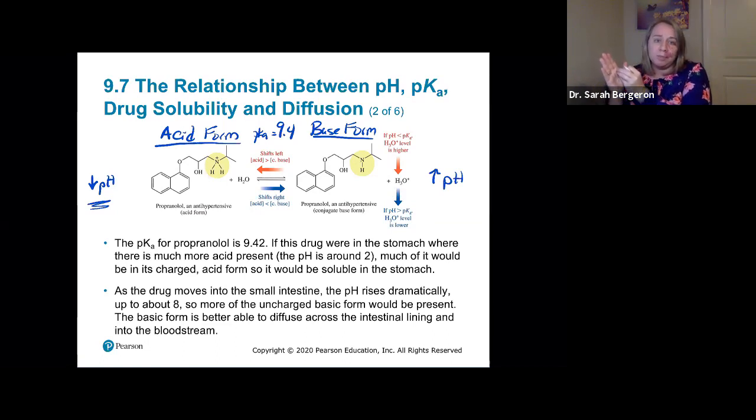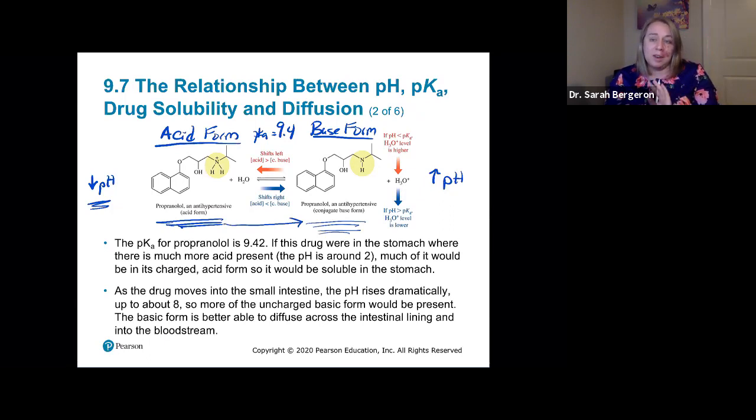into that base form. So if you think about this as a drug that you take orally, it goes down your esophagus into your stomach. Your stomach has a pH of about 2. Very, very acidic. So most of it is going to be in the charged acidic form. Well, that's great because it's soluble. That's good. But once it moves into the small intestine, our pH rises dramatically and we're closer to pH 8. So more of our substance is going to be in the base form. And this base form is then able to move across the intestinal lining and go into the bloodstream, which is exactly what we want.